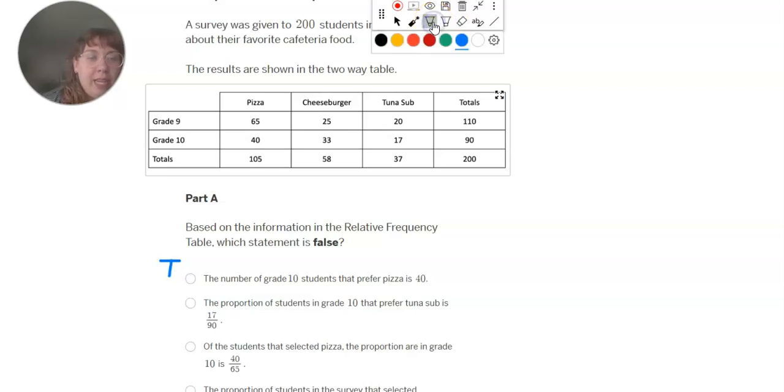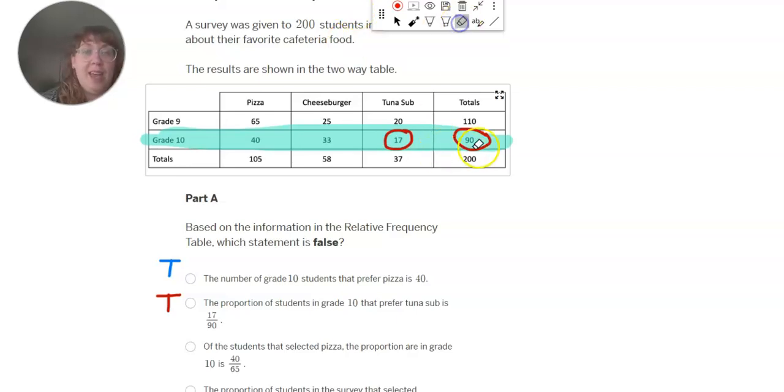B, second option. The proportion of students in grade 10, so we're just focusing on those students in grade 10, that prefer a tuna sub is 17 over 90. So 17 students in grade 10 prefer a tuna sub, and there's 90 total. So that one is also true. That passes our check.